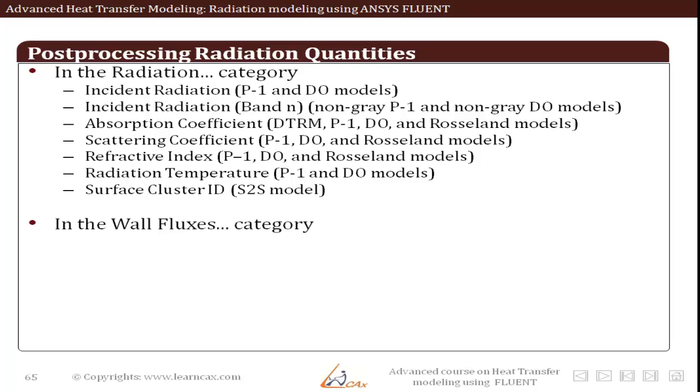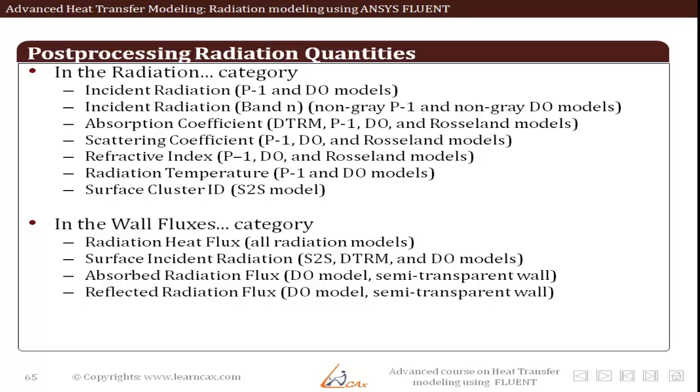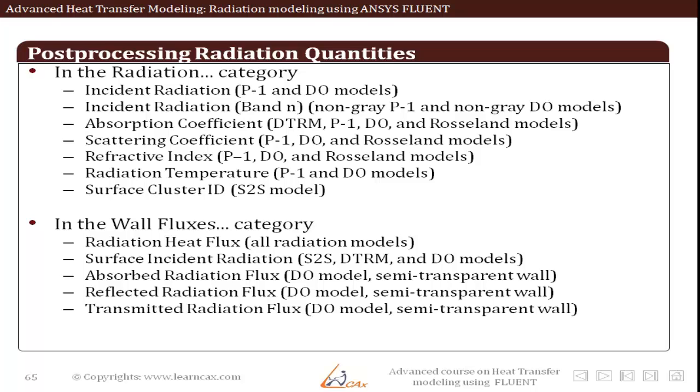If you want to go to wall fluxes category, we have radiation wall flux for all radiation models, surface incident radiation for the S2S, DTRM, and DO model, absorbed radiation flux for the DO model and semi-transparent walls, reflected radiation flux for DO model and semi-transparent walls, transmitted radiation flux for DO model and semi-transparent walls, beam irradiation flux, which is there for DO model and semi-transparent walls.